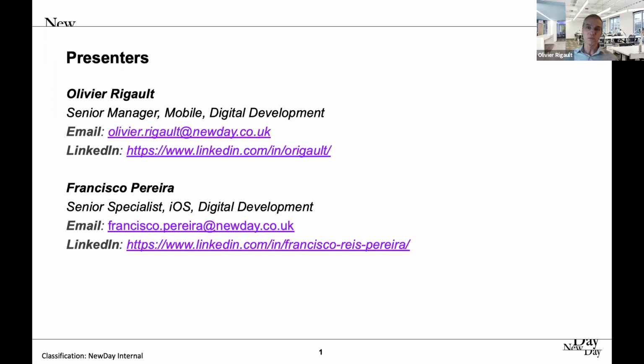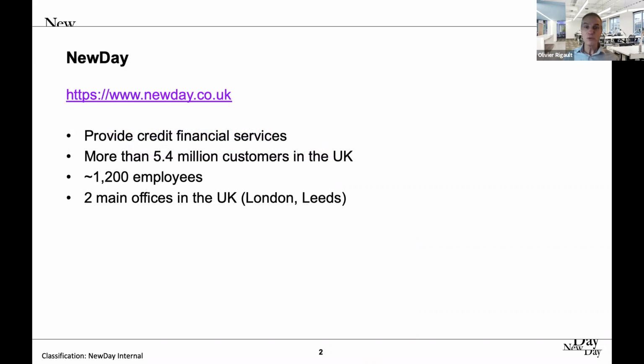So let's talk about NewDay first. NewDay provides credit financial services in the UK. We have more than 5 million customers in the UK, about 1,200 employees, and two main offices in the UK, London and Leeds. You've probably heard about us because we provide services for big companies and we have our own products as well. That's just an introduction.